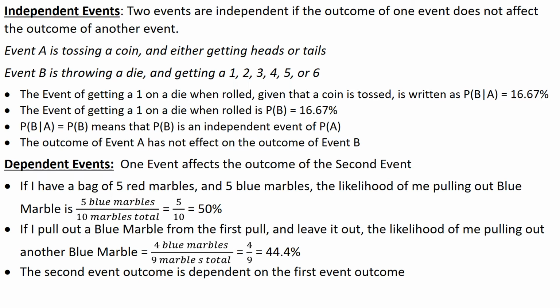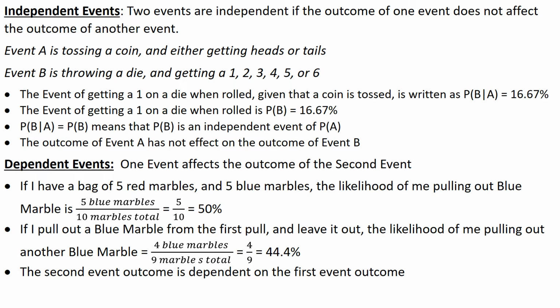Now, if we have a dependent event, we already talked about this when we were pulling out a card. Let's suppose I had a bag of 10 marbles, 5 red marbles and 5 blue marbles. What's the likelihood of pulling out a blue marble? Well, there are 5 blue marbles out of 10 marbles total, so it'd be 50%.